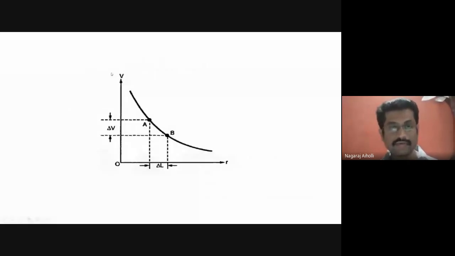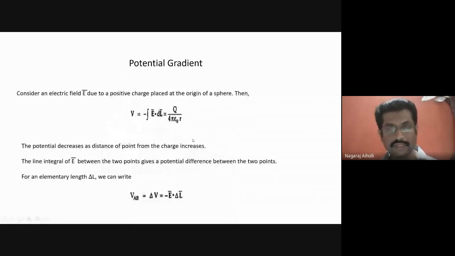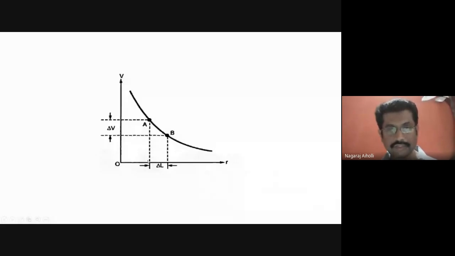Look at this figure, a graph of the potential versus distance. As the distance R increases, potential decreases according to the equation V is equal to Q by 4 pi epsilon naught R. And as R decreases, potential increases. This is the small incremental length delta L over which the potential difference is delta V, from A to B, because it is a difference in potential between the points A to B.